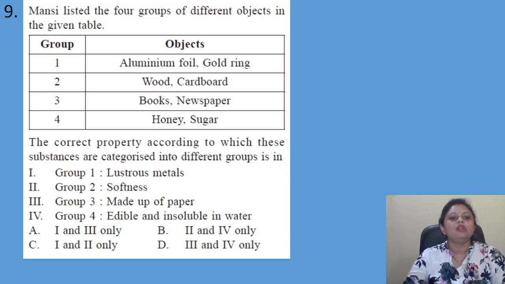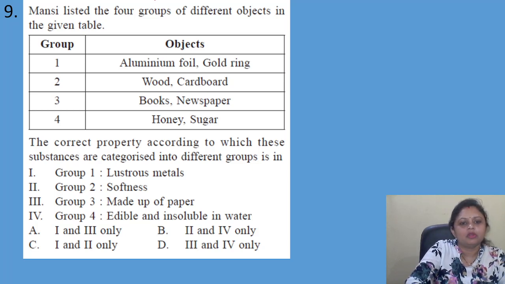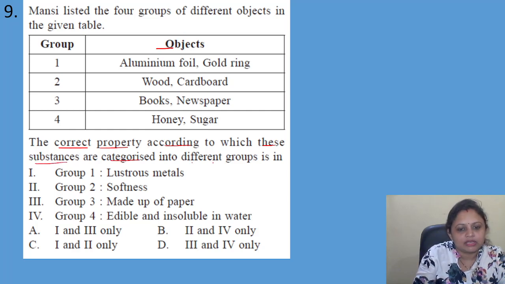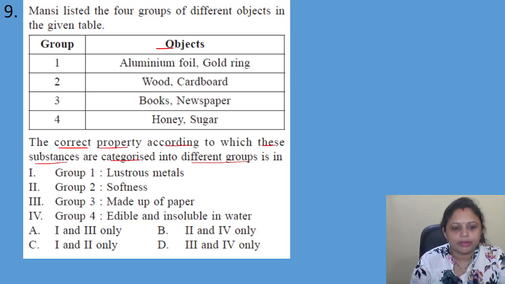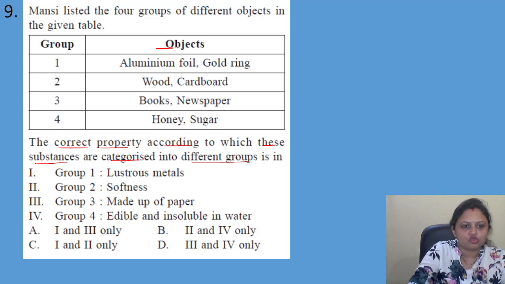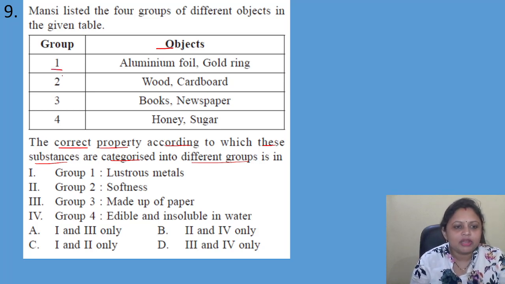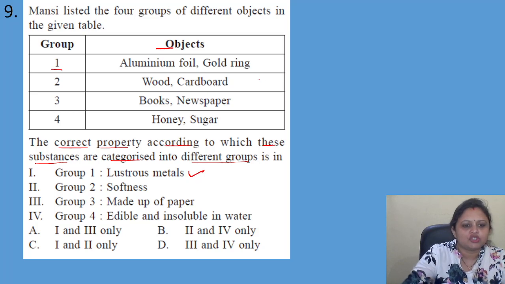Okay. So यहाँ पे here objects are given. We have to find the correct property according to which these substances are categorized into different groups. कौन से basis पे वो different group में categorized हुए हैं. Okay. So here coming to the first group, that is group 1, aluminium foil and gold ring. So aluminium foil and gold ring, that is lustrous metal. Yes, this one is correct.